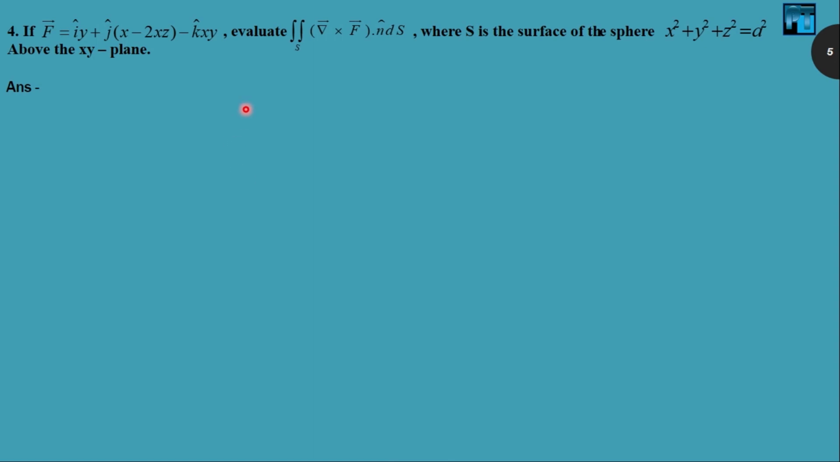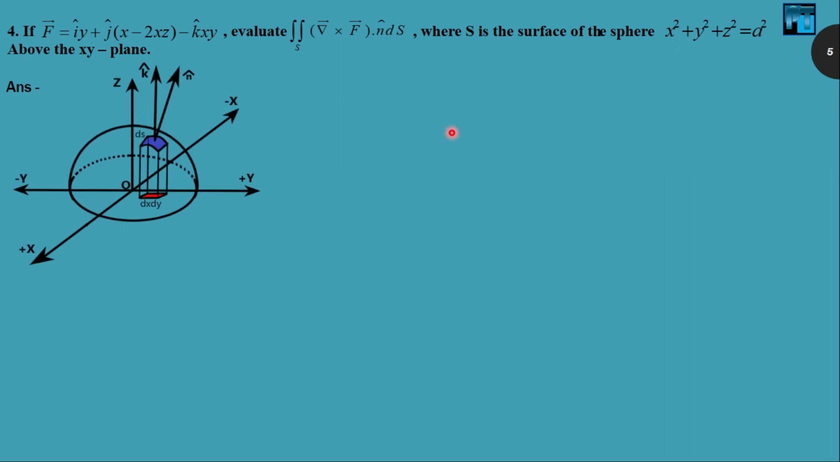F is given. Now evaluate del cross F dot n cap ds, where S is the surface of the sphere, this one, above the xy plane. See, there is no octant given, only above the xy plane. You can have the visualization of this surface like this one. See, this is the half surface, hemisphere, and this hemisphere consists of 4 octants. This is our first octant, this is the second octant, this is the third octant, and this is the fourth octant.